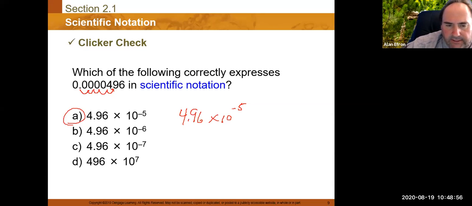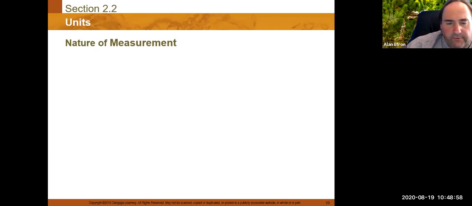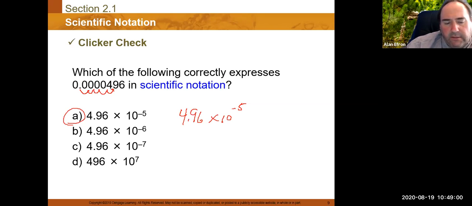Any questions on how to write scientific notation? You do need to be able to obviously write proper scientific notation. You need to be able to take a number that's in scientific notation and convert it into a decimal and vice versa. Take a decimal and then convert it into something in scientific notation.